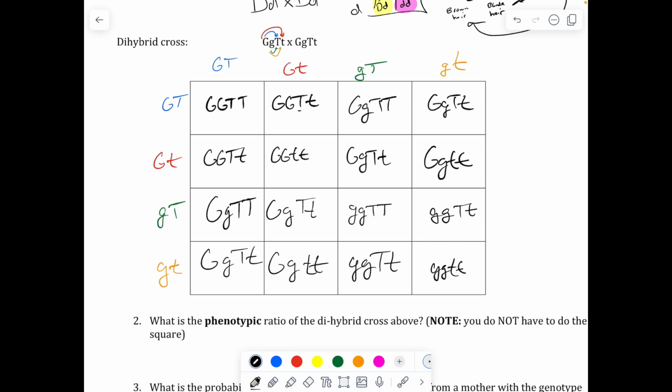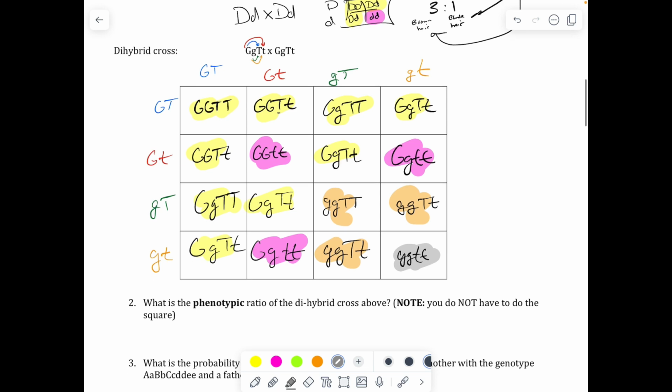And now I'm going to highlight them based on their phenotype. So the ones that are all expressing the dominant traits are going to be found in this triangle shape. If you did the gametes the way I did, the ones with at least one recessive, these all have one recessive trait, which is the T's. They're both lowercase. Here's my recessive G's, and down here is my double recessive.